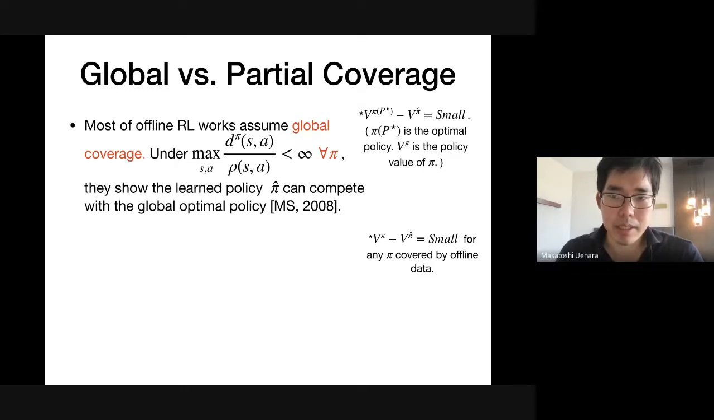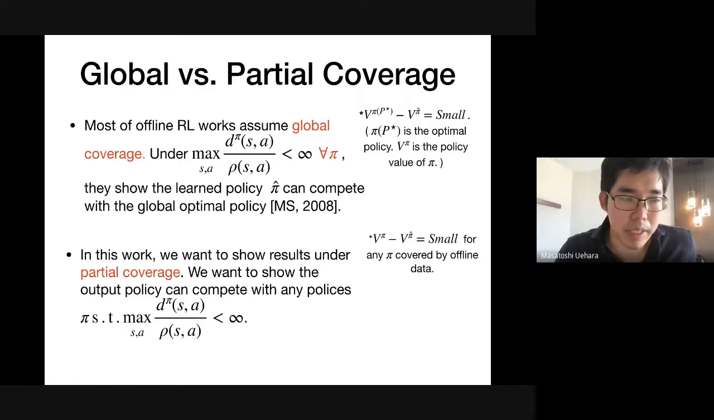Mathematically, if you see the right-hand side, first let's define some notation: pi star is the optimal policy, and v pi is the policy value of pi. It says that v pi star minus v pi hat is small. So this means that a learned policy pi hat can compete with the global optimal policy pi star. Okay.